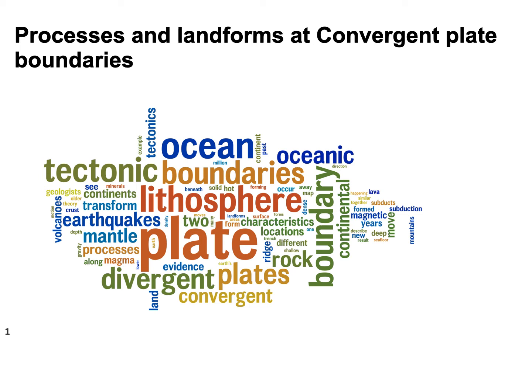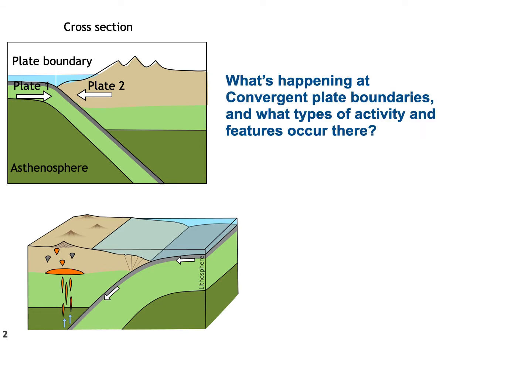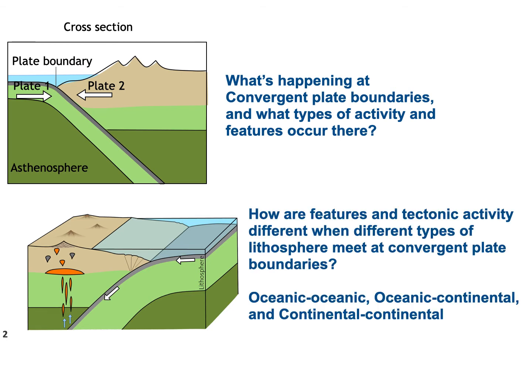Welcome back, everyone. We are now looking at processes and landforms at convergent plate boundaries. Our two main areas of focus today are what's happening at convergent plate boundaries and what types of activity and features occur there. The second thing is, how are features and tectonic activity different when different types of lithosphere meet at convergent plate boundaries? So, what happens when there's oceanic lithosphere meeting oceanic lithosphere? Or, in the picture we've got, oceanic lithosphere meeting continental lithosphere. And finally, the last combination, continental lithosphere meeting continental lithosphere.